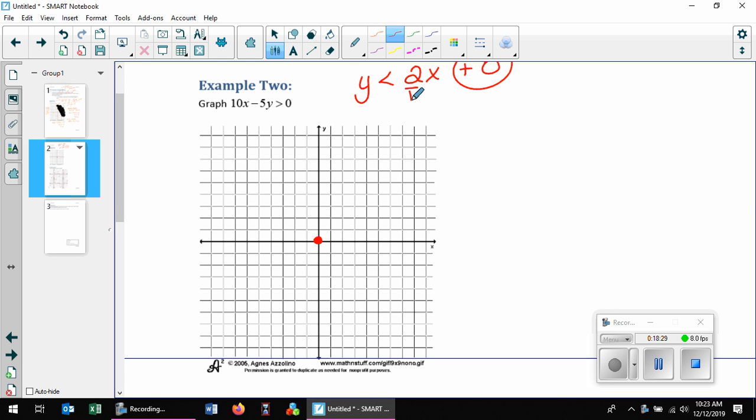Okay, so my slope is 2 over 1. That means it's positive 2, so I'm going up 2, 1 to the right, up 2, 1 to the right.